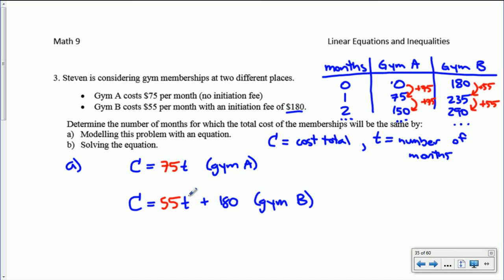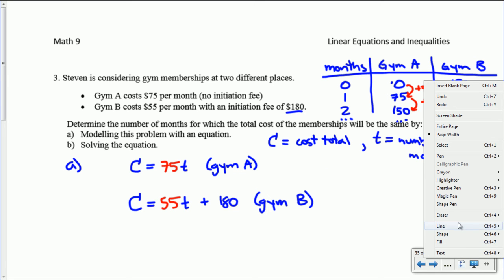If I put 0 months in for t, so 55 times 0 is 0. 0 plus 180 is 180. There we go. If I put 1 in for the number of months, 55 times 1 is 55. 55 plus 180 is 235, and so on. So that's the cost for gym A. That's the cost for gym B.